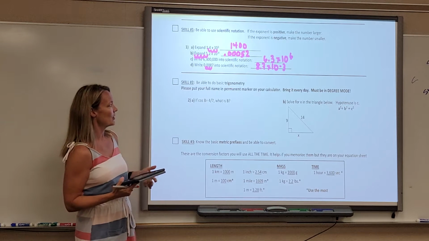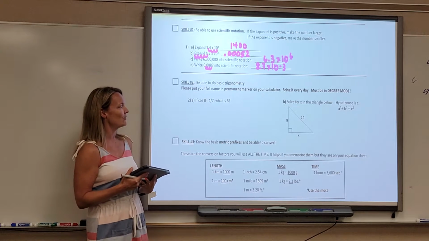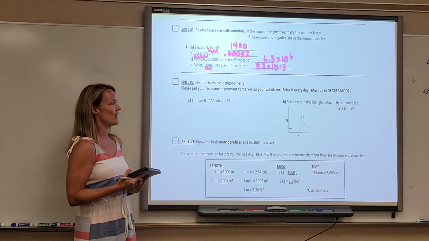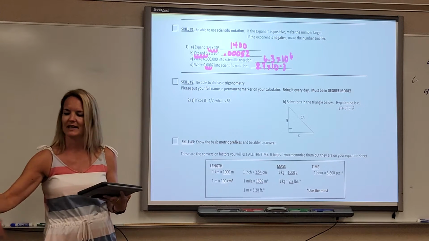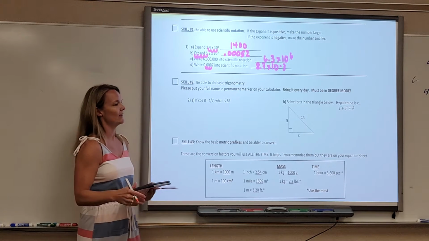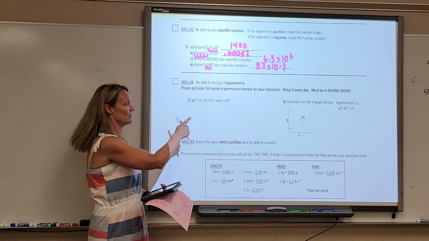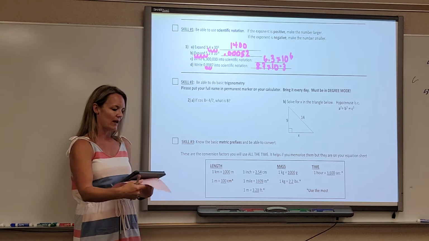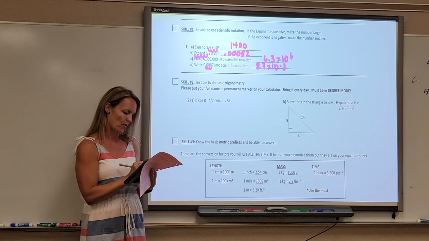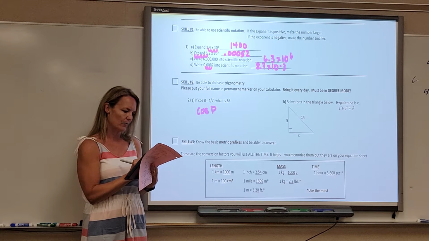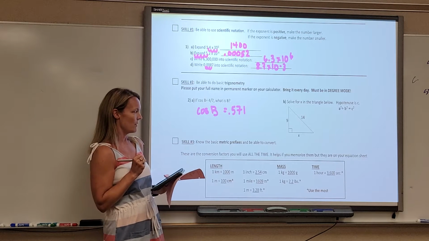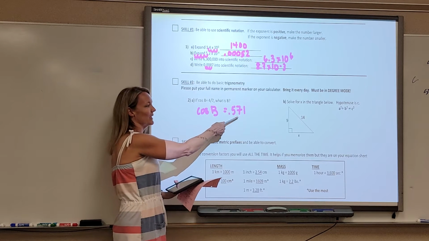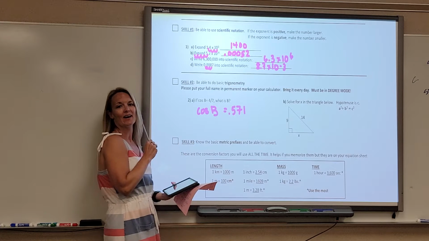All right, for 2a, if the cosine of angle B is 4 divided by 7, what is B? Okay, the first thing that I do is I get it down to just one number. So I take the 4, I divide it by 7. So I have the cosine of angle B is equal to 0.571. If I take 4 divided by 7, I get 0.571. That is not angle B, that is the cosine of angle B.